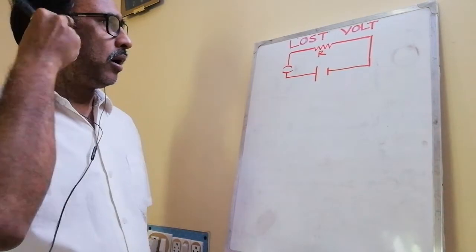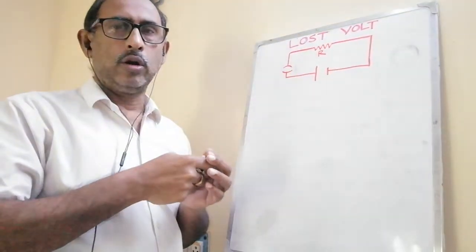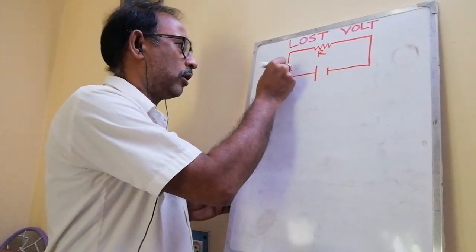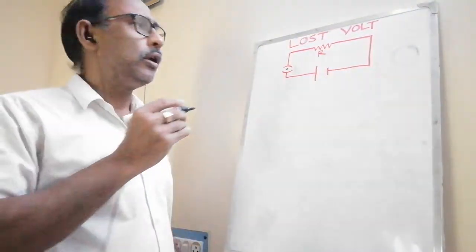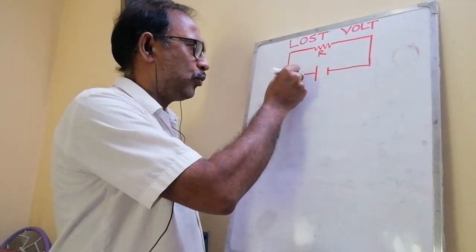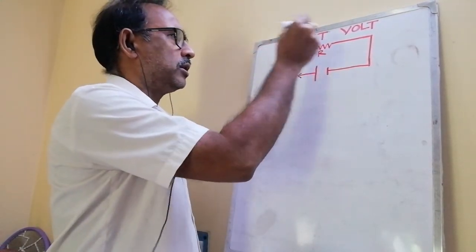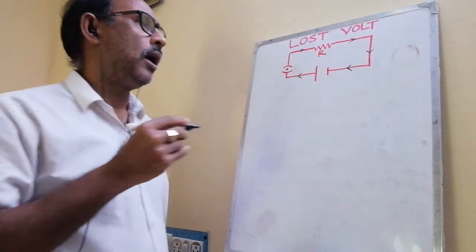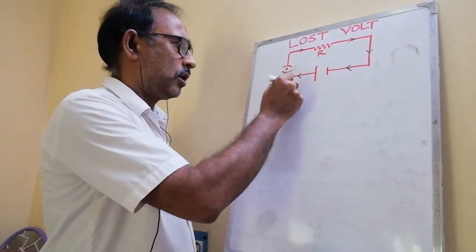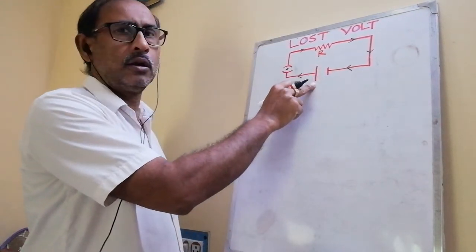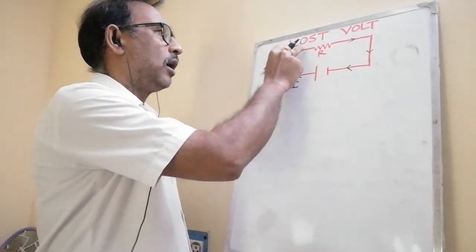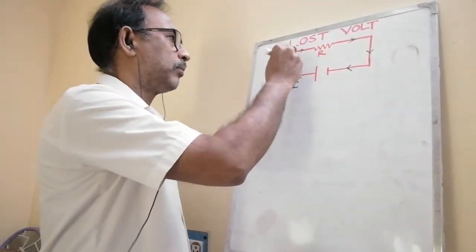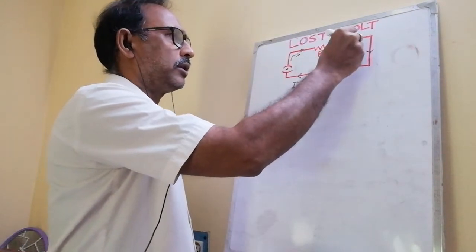When the circuit is on, that means when the switch is on, the current starts to flow through the conductor, through the circuit, and it flows from the positive terminal of the battery to the negative terminal of the battery.